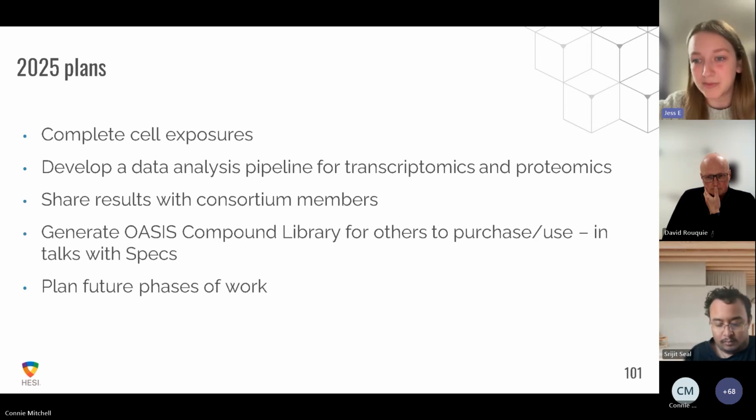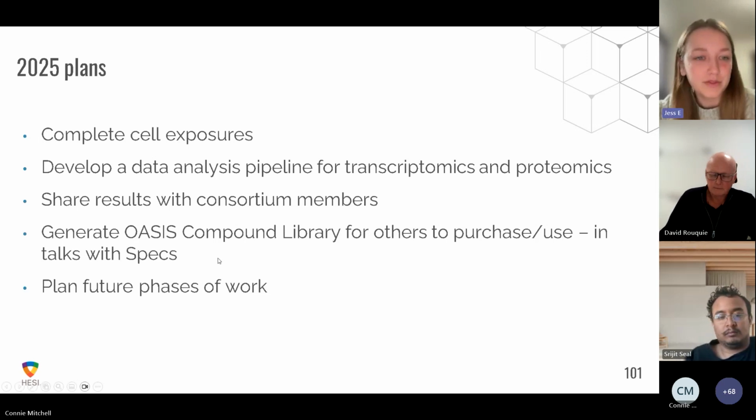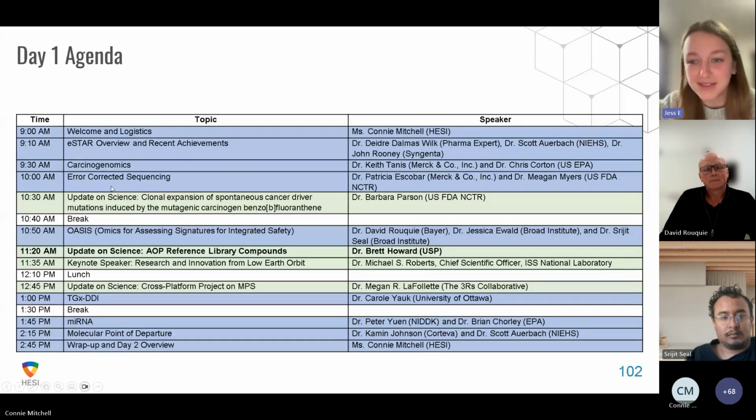for others to purchase, because one of the things that we found in this project is that a lot of people want to run this list in their own assay that they're developing. And so the purchasing has been like a sticky point. So trying to streamline this and make this easier. And then finally plan all of the future phases of the work.